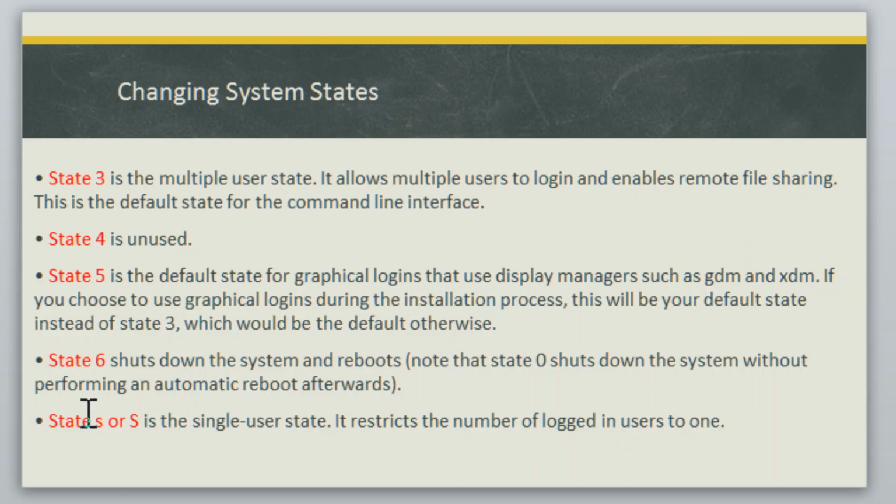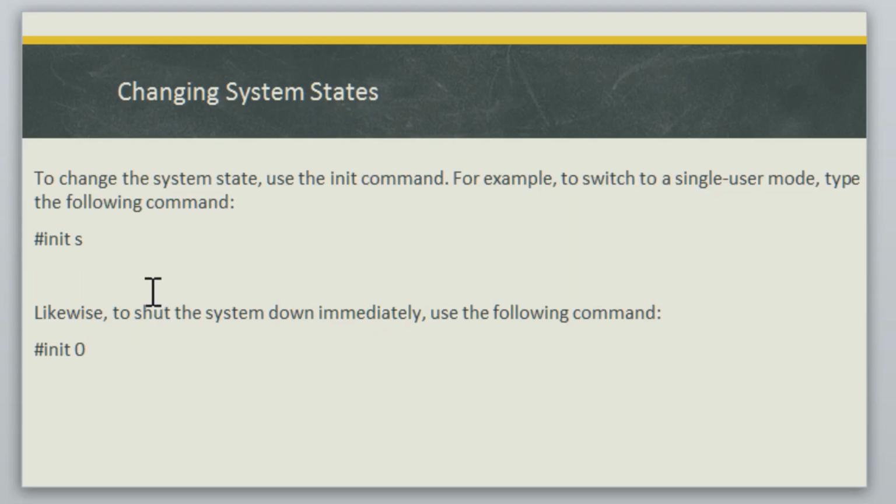State S, or capital S, is a single user state and restricts the number of logged in users to 1. So let's check that out. If we want to change states, we can use the init command. For example, we can do init lowercase s, that'll change to single user state, or we can do init 0. Let me show you that real quick.